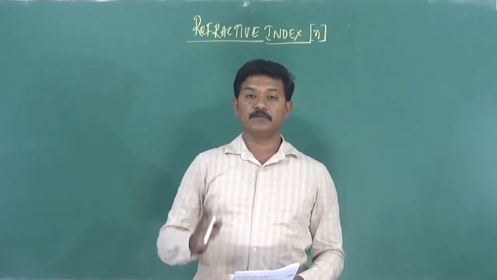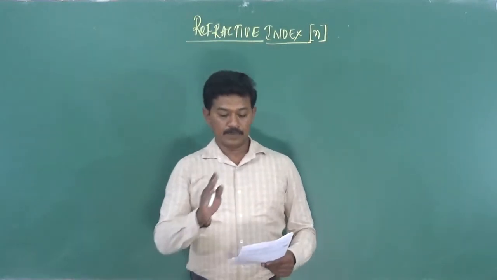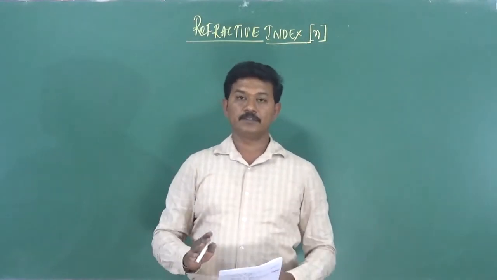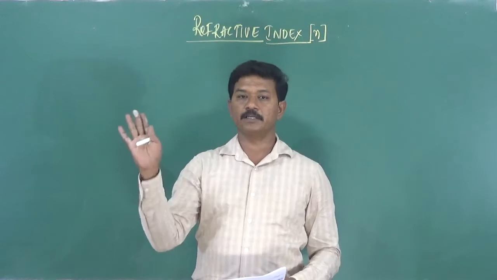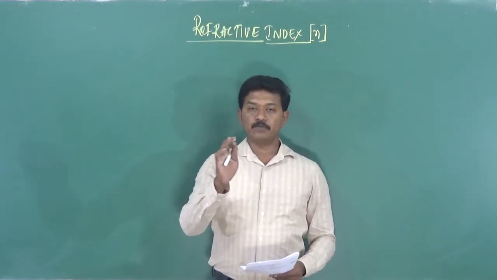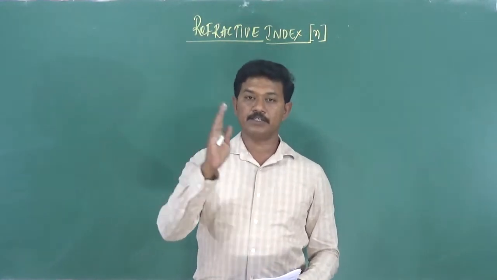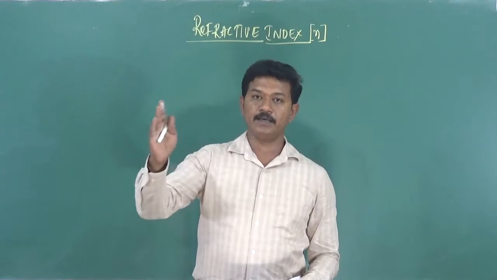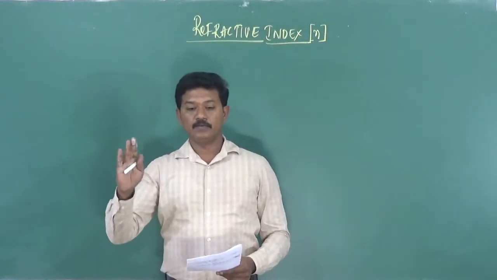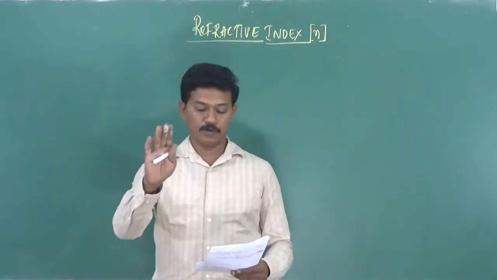Crown glass, refractive index is 1.52. Refractive index of crown glass is 1.52, that is given. So he is going to ask you what is the meaning of this statement. Crown glass has refractive index 1.52 means the ratio between the speed of light in air to the speed of light in crown glass is 1.52. That is the thing you have to write. I hope you got it.